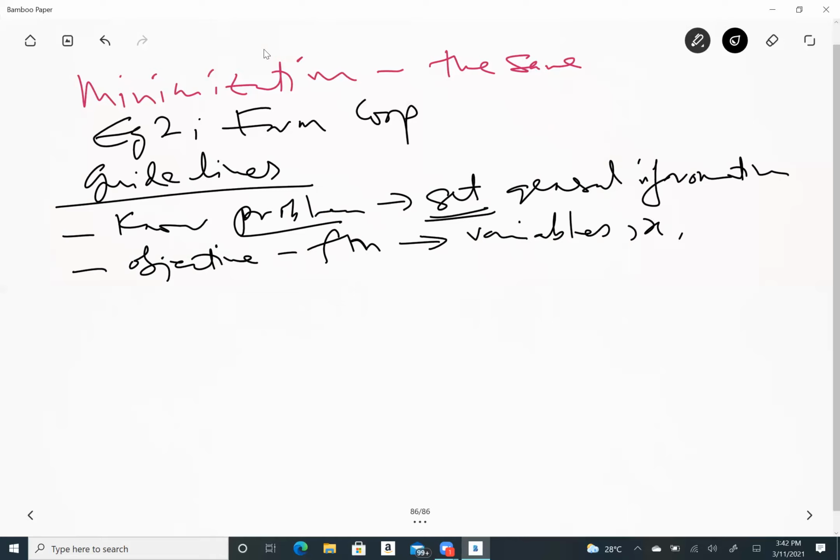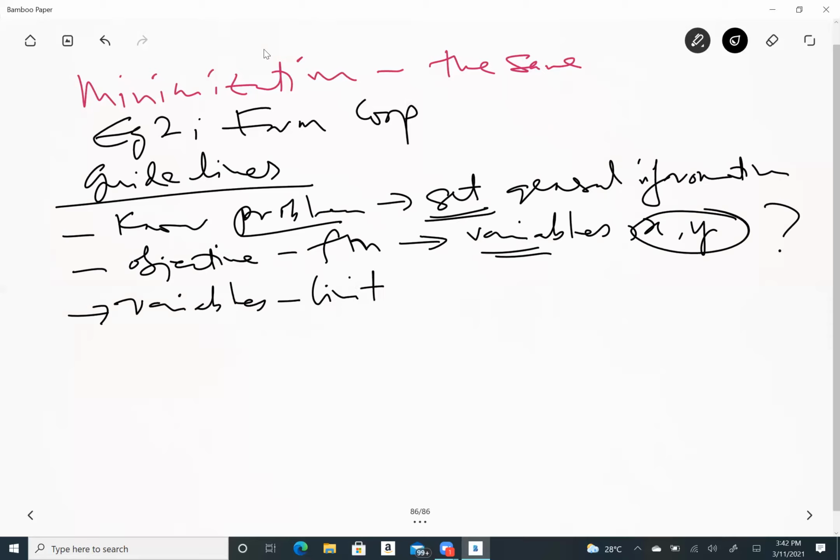The variables X and Y, what are they? And then once you got the variable, you come up with the constraint. They are also variables, but these variables, they are the one with the limit. So we can call it the constraint. Variables, but they are the one with the limit. That means they have the maximum value and they have the minimum value.